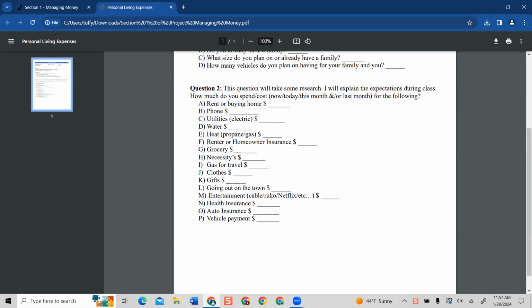Entertainment. I believe I spelled Roku wrong, but I was just trying to give some ideas. Cable, Netflix, whatever it is that you use. Some do video games. What is the cost of your entertainment? So put it here for the month.